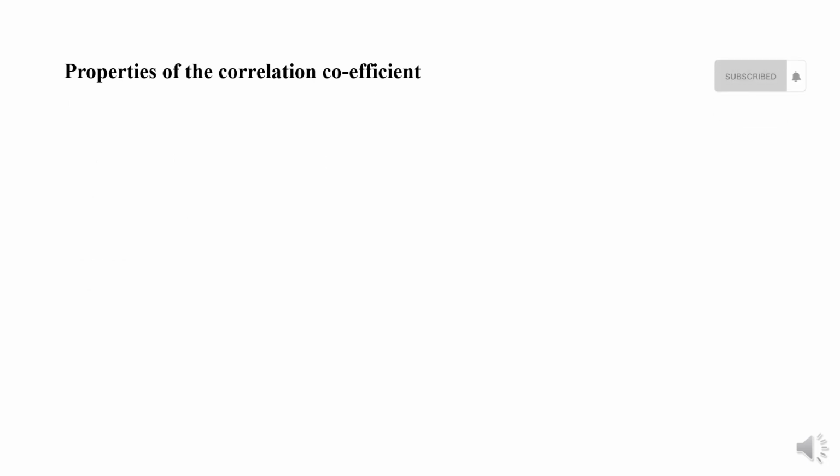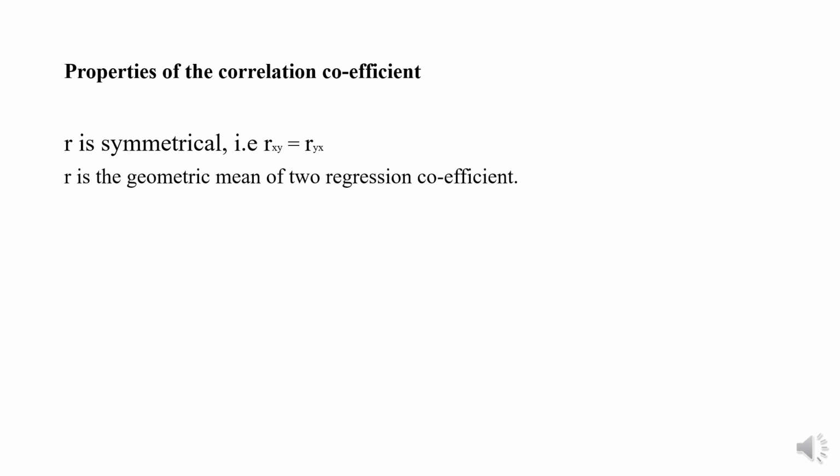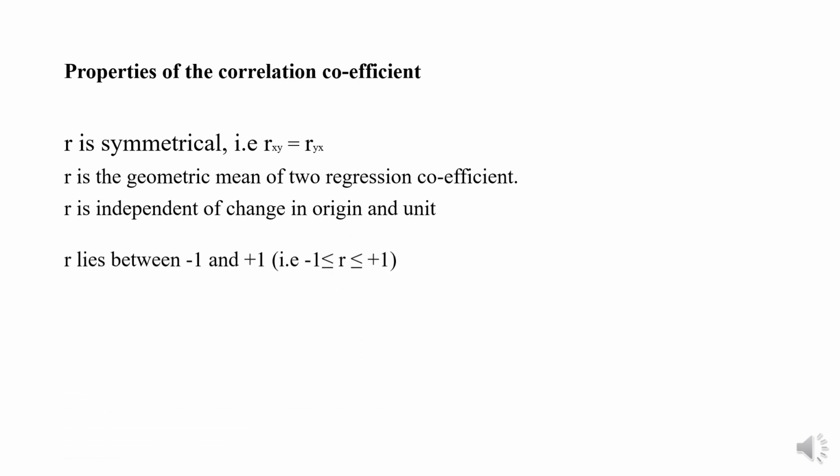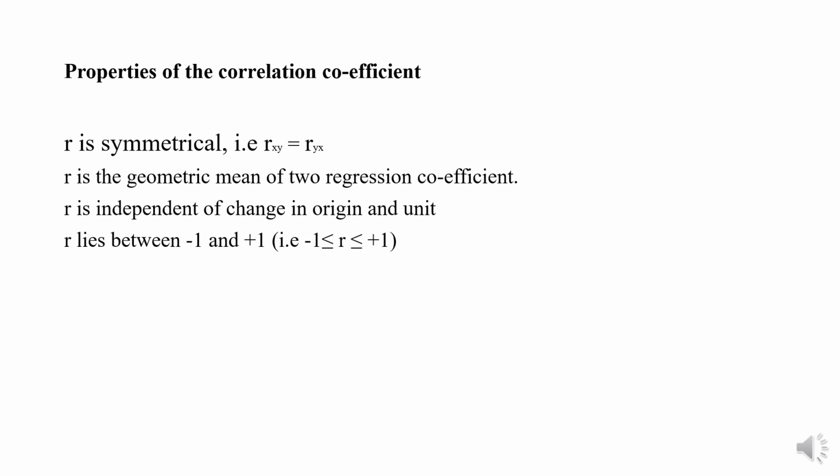Now, what are the properties of the correlation coefficient? R is symmetrical, for example, Rxy equals Ryx. R is the geometric mean of the two regression coefficients. R is independent of change in origin and unit. R lies between minus 1 and plus 1. The lowest value is minus 1 and the highest value is plus 1.